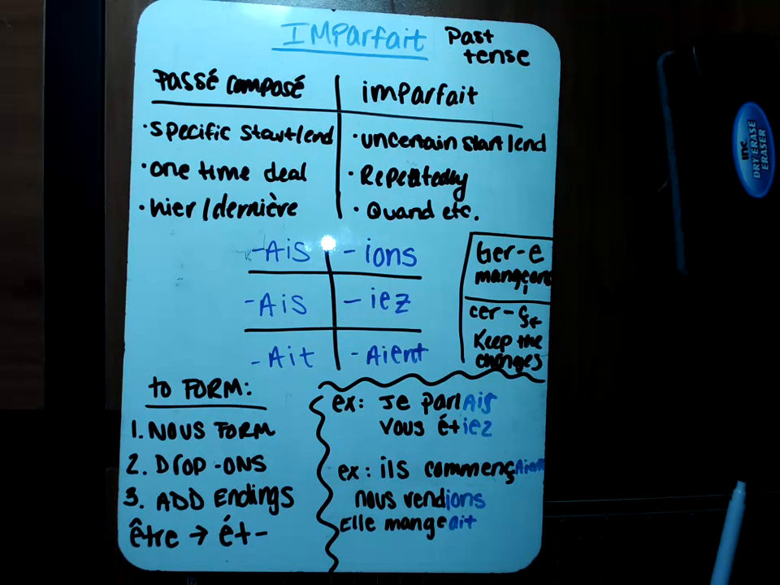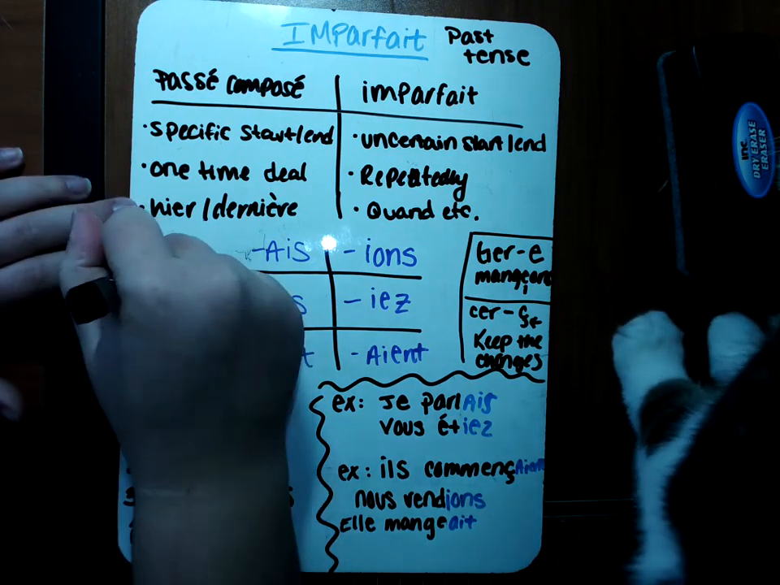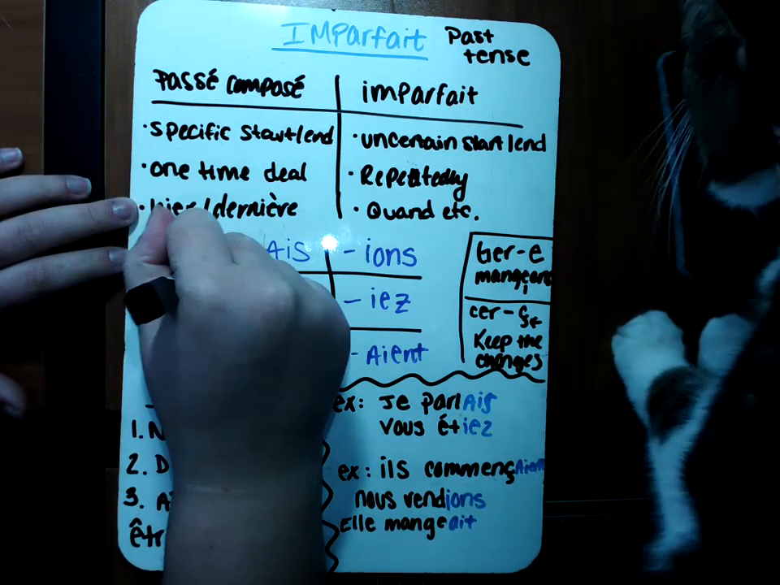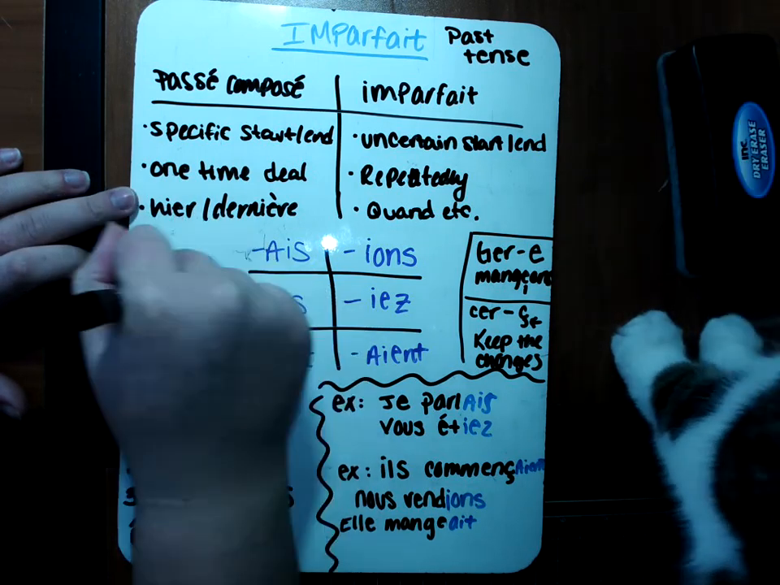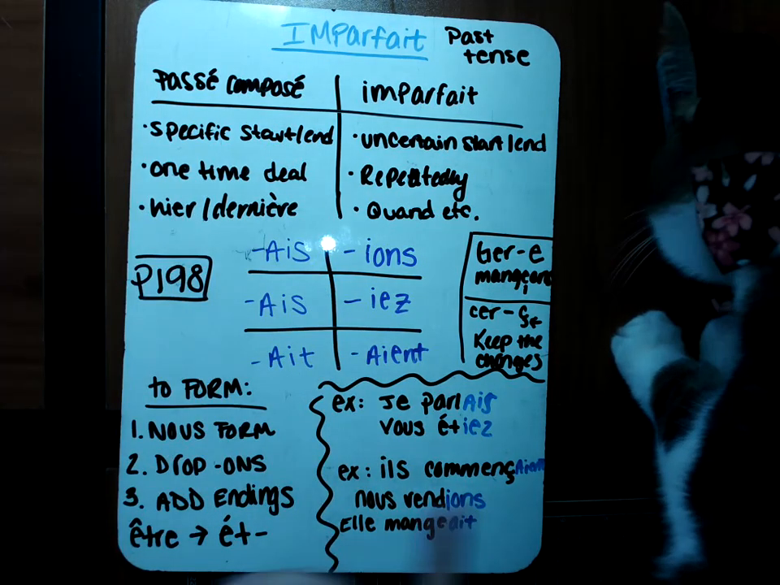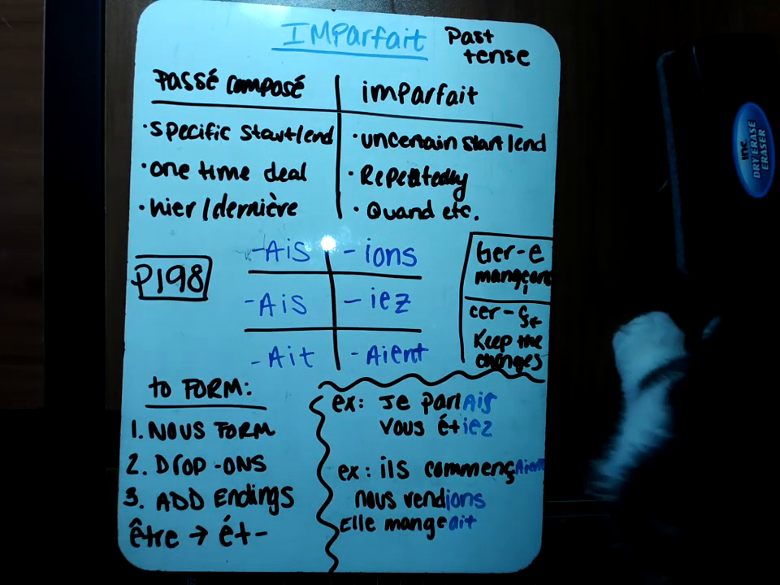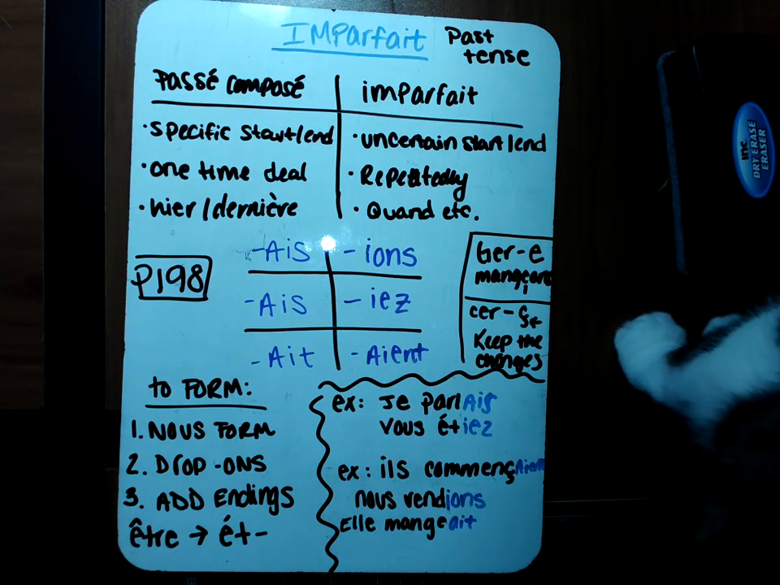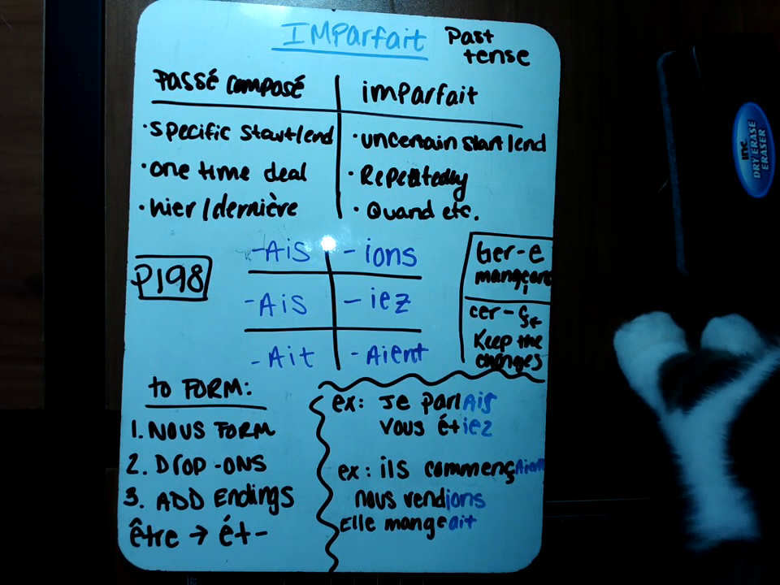All right, that's pretty much it for the Imparfait. It is on page 198 in your book, page 198, if you want to look it up in your book. You can see my cat in the corner. I will post some extra practice videos and some extra practice in the Google slide. Please, please, please make sure that you are completing it.